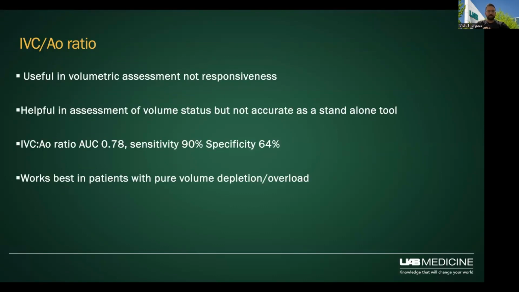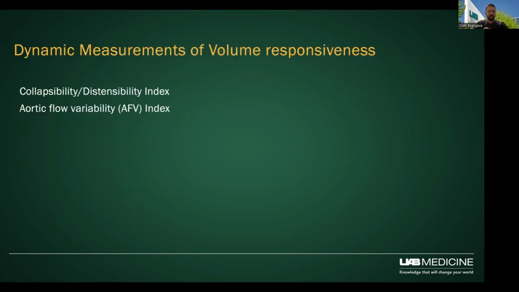So my final takeaway from the IVC aorta ratio is it's useful in volumetric assessment, but does nothing for me for volume responsiveness. It could be helpful when you use it along with all of the other clinical data and some of the other tools we've talked about, but as a standalone tool, probably not good to use it. For the IVC aorta ratio, the AUC from meta-analysis was 0.78 with a reasonable sensitivity. So it could work. You can use it, just be very selective in which patients you're going to use it for.